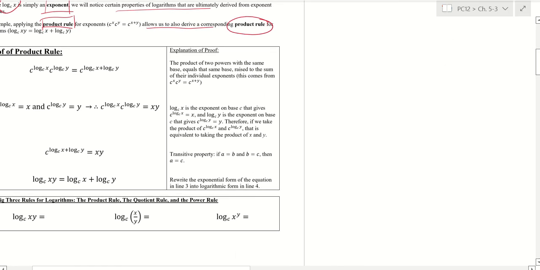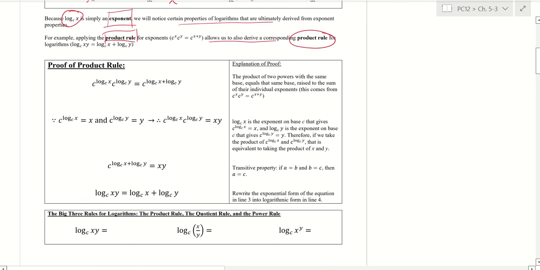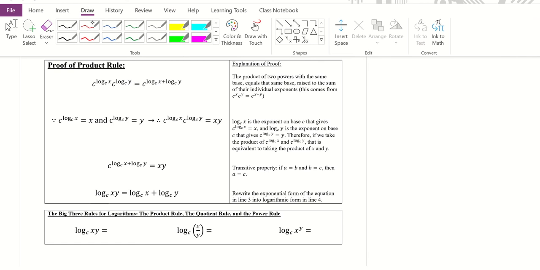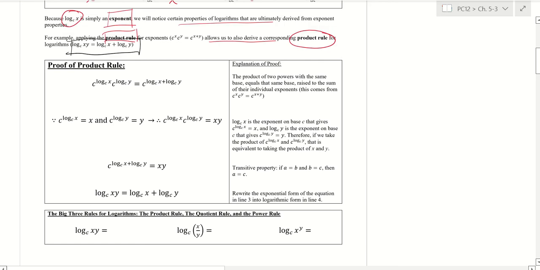Okay, so for this video, we are going to go through the proof for the product rule. The product rule is initially given right here, but let's go through why that product rule exists and why it makes sense in the first place.